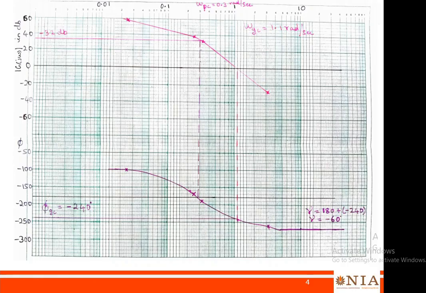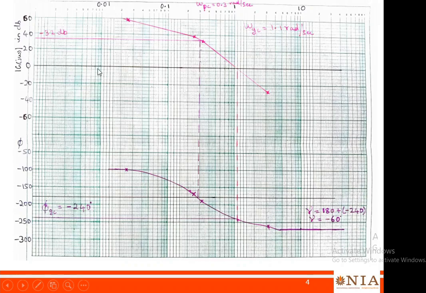So what's our job now? We have to find the gain crossover frequency and phase crossover frequency. With the help of gain crossover frequency and phase crossover frequency, you have to find the gain margin and phase margin. Okay. So now let us find the gain crossover frequency.